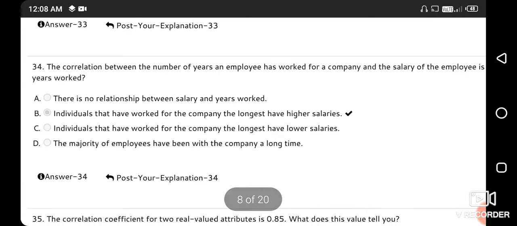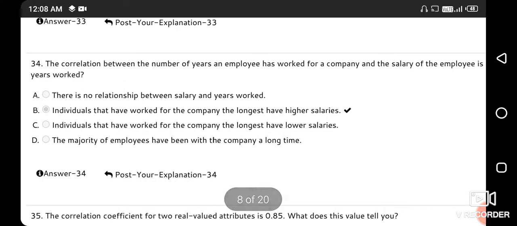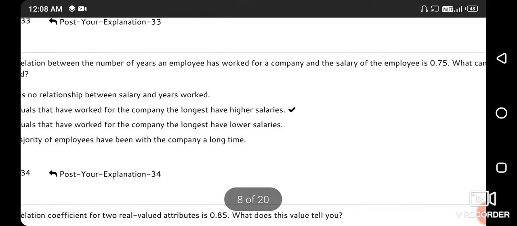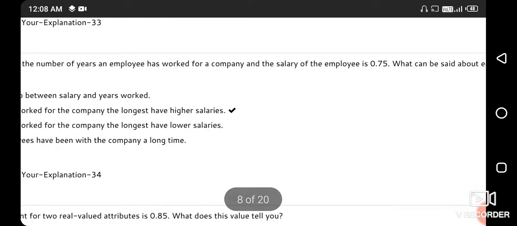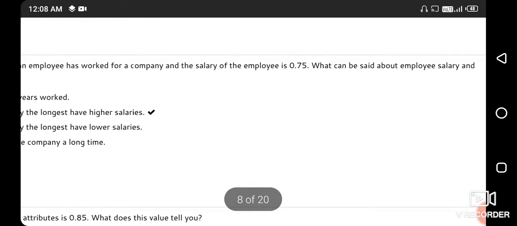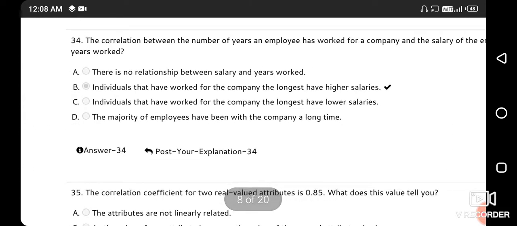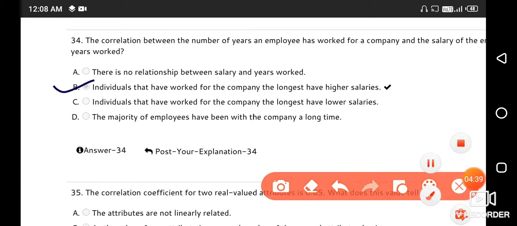The correlation between the number of years an employee has worked for the company and the salary of the employee is 0.75. What can be said about the employee's salary and years worked? So the right answer is: individuals who have worked for the company the longest have higher salary. So the right answer is option number B.